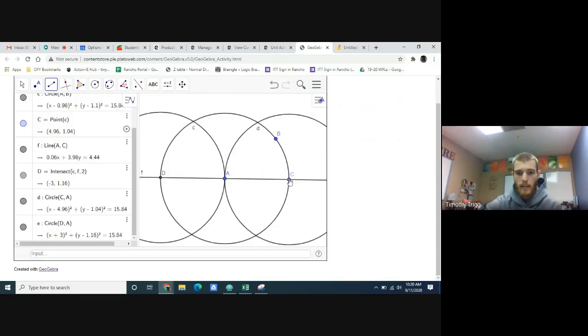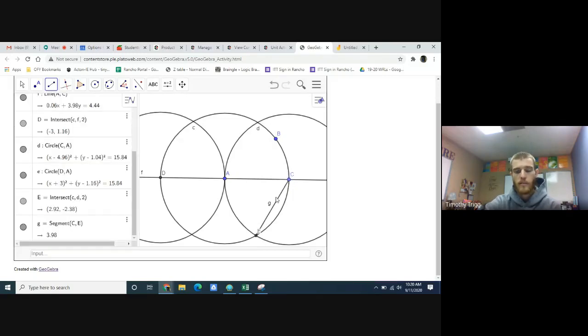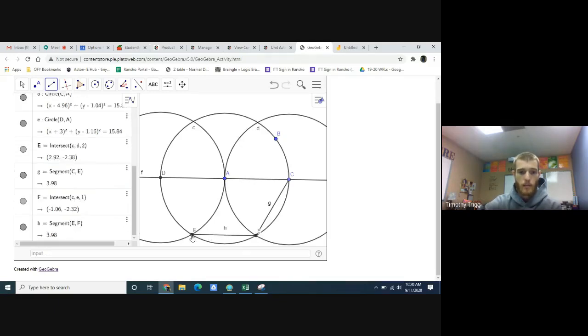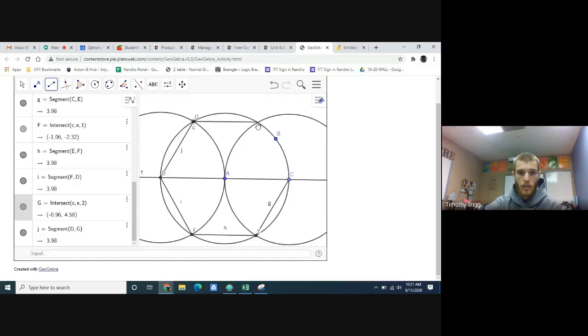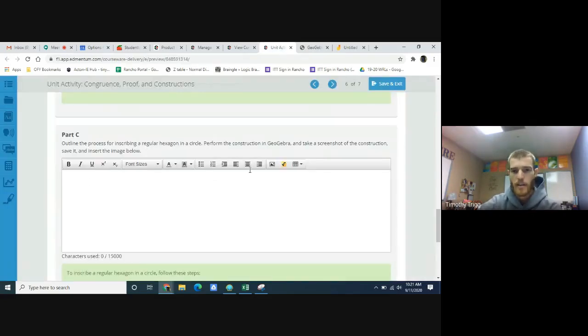But we need to connect this point C to this intersection here. And this will be one of the sides of the regular hexagon. Connect this point to this intersection here, this point to this intersection, and then around. And there you go. We now have a regular hexagon inscribed in a circle. Go ahead and take a screenshot of that and briefly explain the process here.